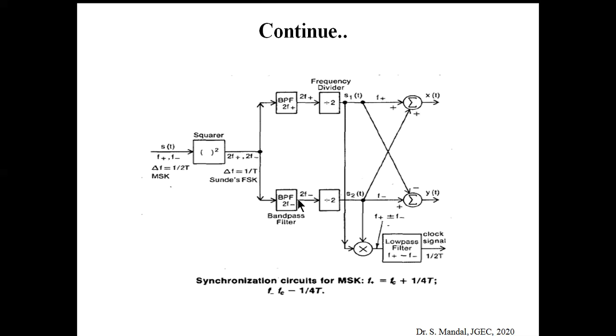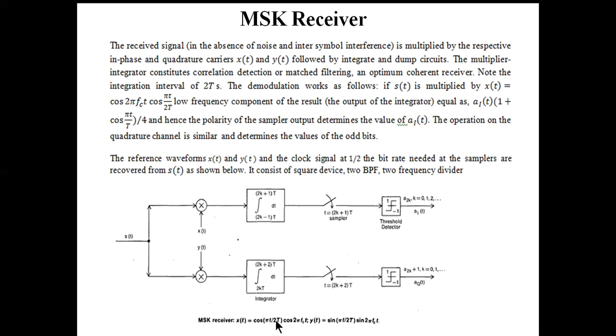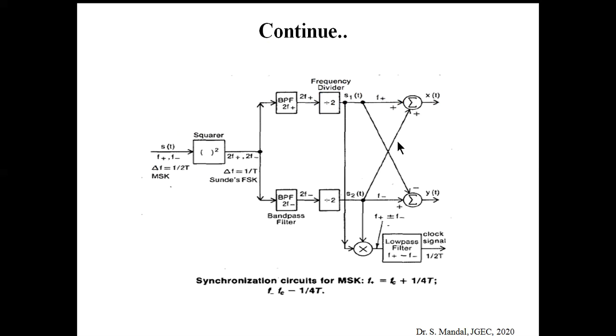As we know, x(t) is nothing but cos(πt/2T) into cos 2πfct. So if we add S1(t) and S2(t), we get x(t), and if we subtract them, we ultimately get y(t). If we multiply S1(t) and S2(t) and then use a low pass filter with a cutoff frequency of f+ minus f−, we get ultimately the clock signal of 1/2T. So by using this simple circuit we get x(t), y(t) and the clock signal.